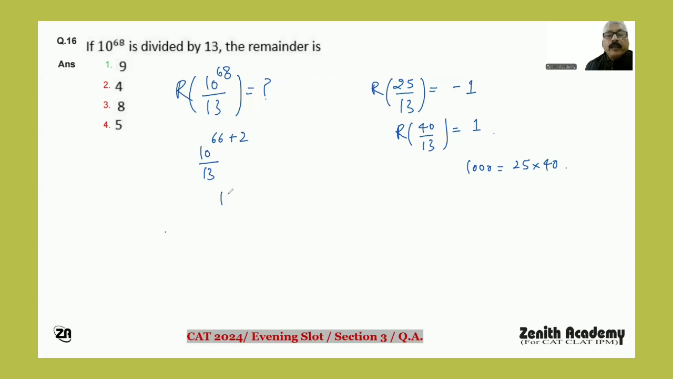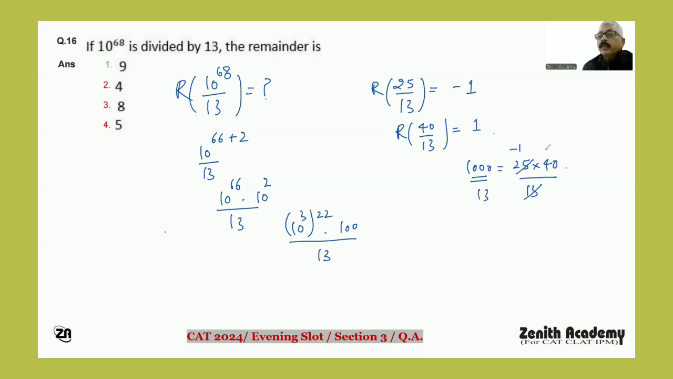Okay. And finally, it is 10^66, which is 10^3 to the power 22, that is 10^3 into 10^2 times... Now divided by 13. So 10 to the power 3 is 1000. If you divide this by 13, 13 has minus 1 and plus 1, so plus 1 into minus 1. So the remainder will be minus 1. So it means 1000 when divided by 13, the remainder is minus 1.